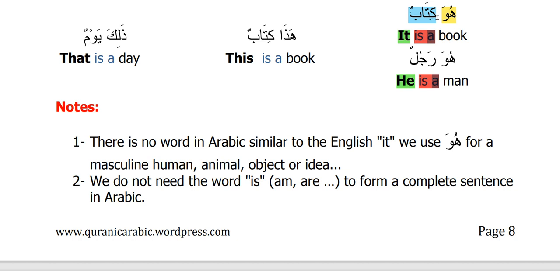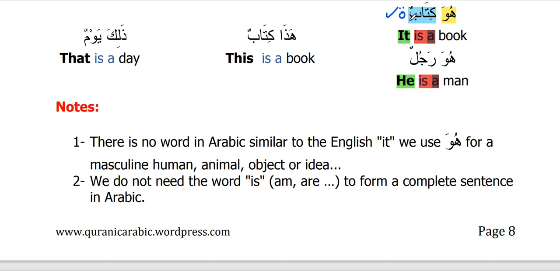So here kitab is a ghair aqli, a non-living thing, so huwa is used. Why? Because kitab is a male noun. And as I have referred in my previous video, how do you recognize it's a male noun? There is no ta marbuta at the end. And the ta marbuta, if you don't know, you can watch the video of step by step unit number 13. You will understand what is ta marbuta. It is a sign of femininity.